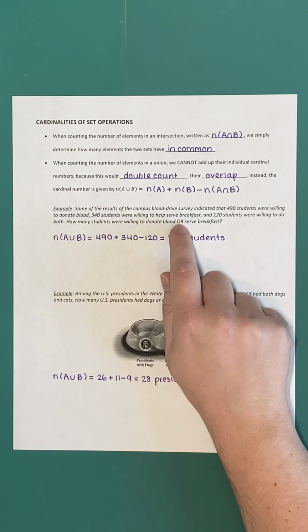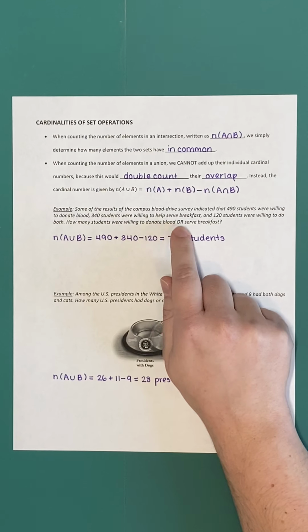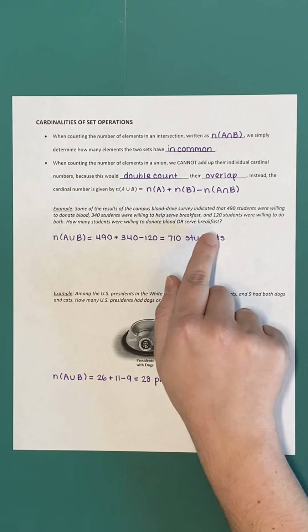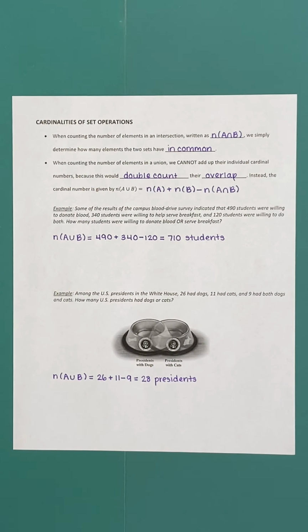So this word or, this is what tells us we're looking at the union. We want to know who's donating blood, who's serving breakfast. Think of it as determining all the volunteers. So maybe the idea is you want to make t-shirts, you want to make name tags, something like that. You need to know how many t-shirts or name tags you're going to need. Well, if you just add up your 490 and 340, you're going to have more than you actually need, because that double counts the people who are willing to do both things.